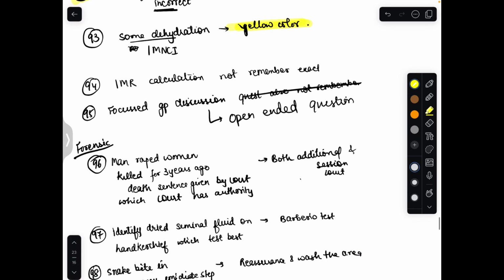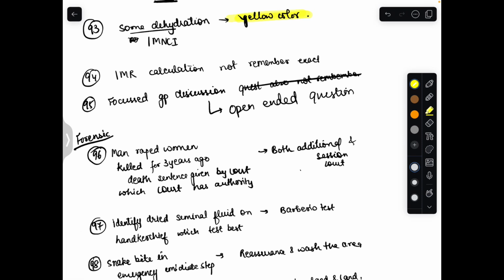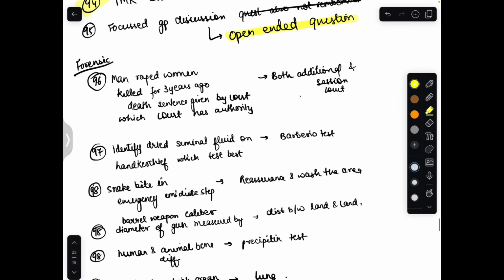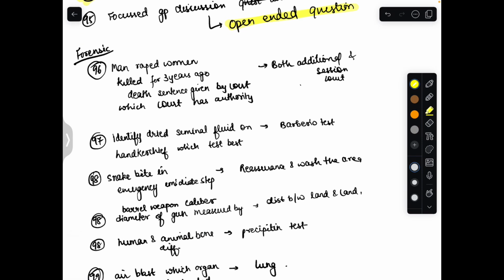Now for the 93rd question, there was some dehydration in the child. For that, the yellow color code is given. Now for the IMR calculation, I also don't remember the exact question, but I wrote half. Then a focus group discussion question was there, with options like open-ended, closed-ended, something like that. For that, the correct answer is open-ended question.